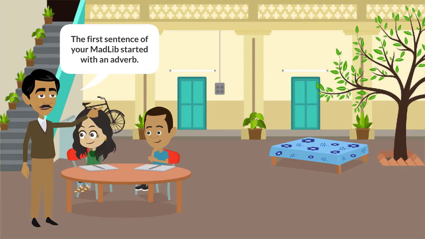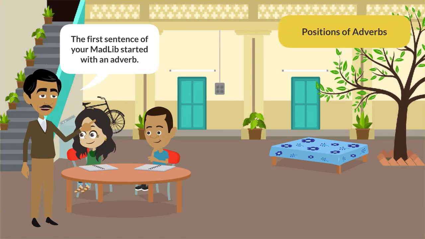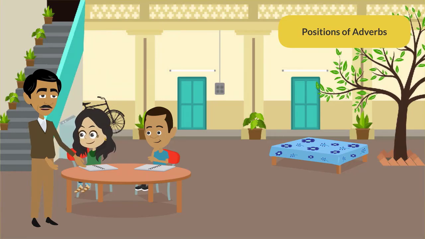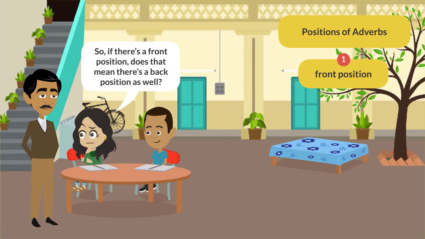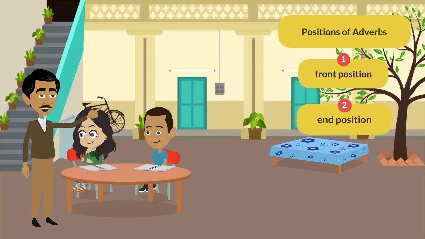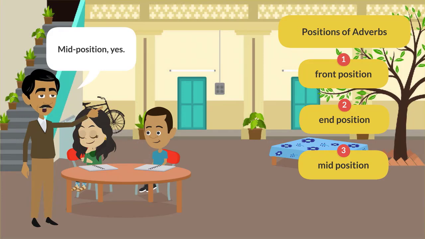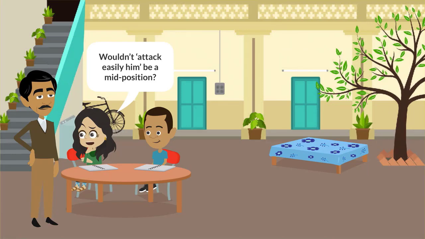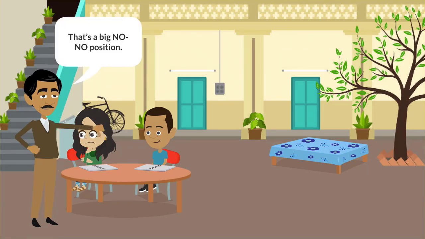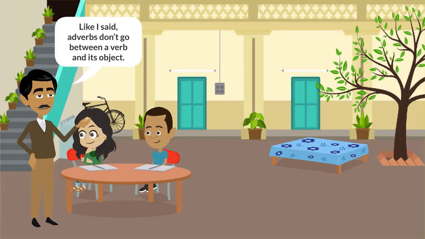The first sentence of your Mad Lib started with an adverb. This is called the front position. So, if there's a front position, does that mean there's a back position as well? We call it the end position. And a middle position. Mid position, yes. Wouldn't attack easily him be a mid position? That's a big no position. Like I said, adverbs don't go between a verb and its object.